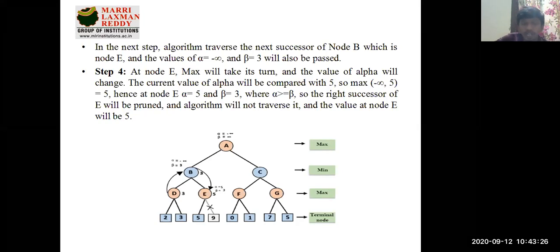This is the advantage of alpha beta pruning. According to the condition, if it is satisfied, we will prune the other nodes. Here you are having the value of 9, so it is being pruned.